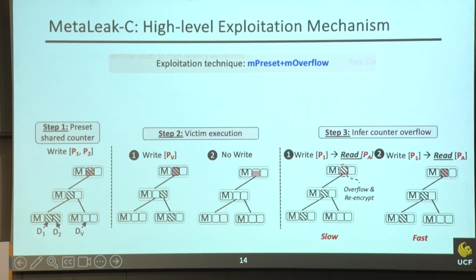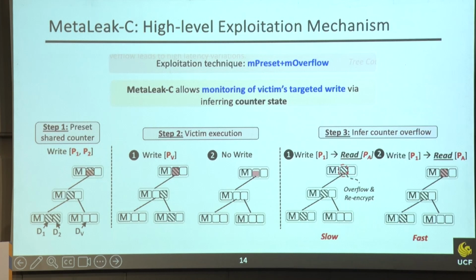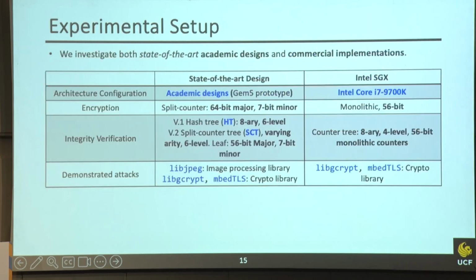And then in the third step, the attacker can infer the victim's write operation by issuing another additional write and observing whether there is latency related to counter overflow. Of course, a write is not on the critical path of execution, so we issue a subsequent read operation after this write and time the latency of this read operation. At a high level, MetaLeak C allows monitoring of the victim's targeted write while inferring the counter state.